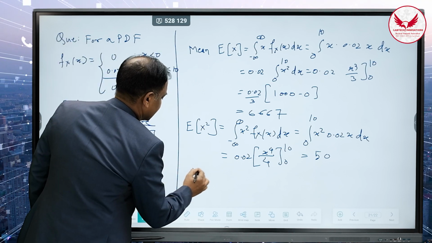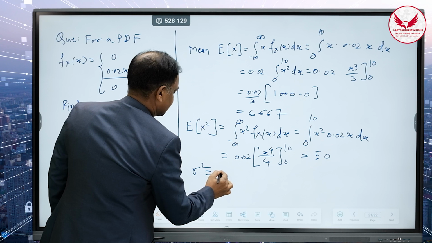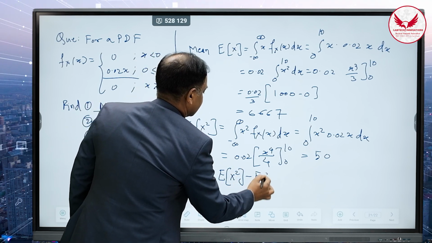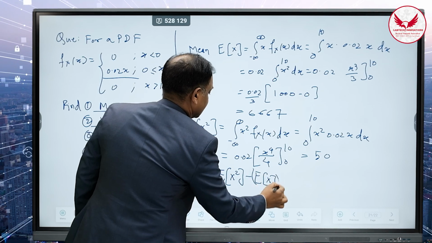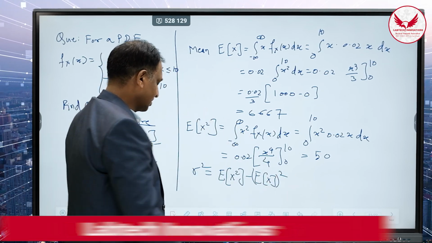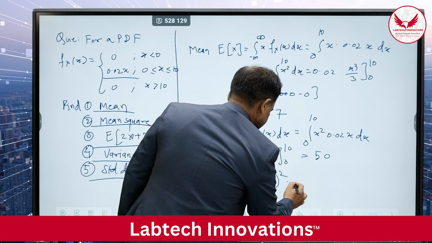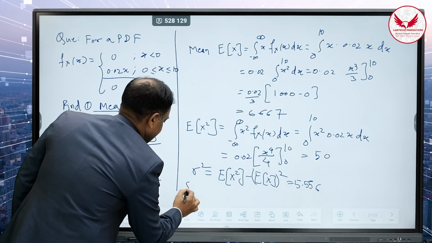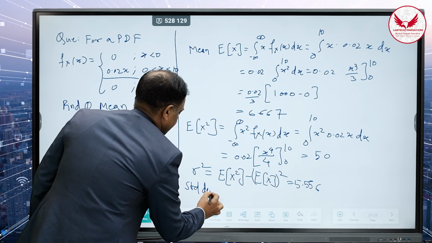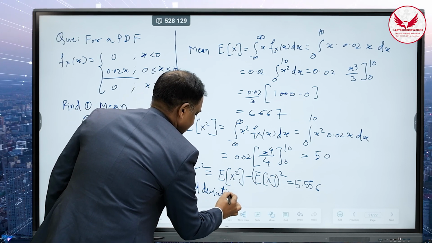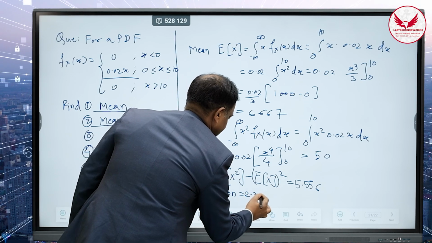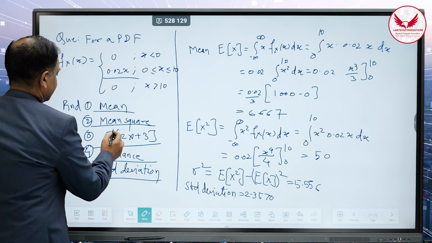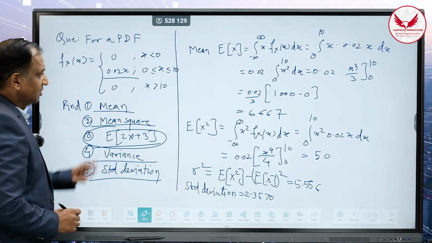Next we have to find the variance. The variance is represented by sigma square, that is E of x square minus E of x the whole square. Substituting the values, sigma square comes out to be 5.56, and the standard deviation is the square root of this, which is equal to 2.3570.